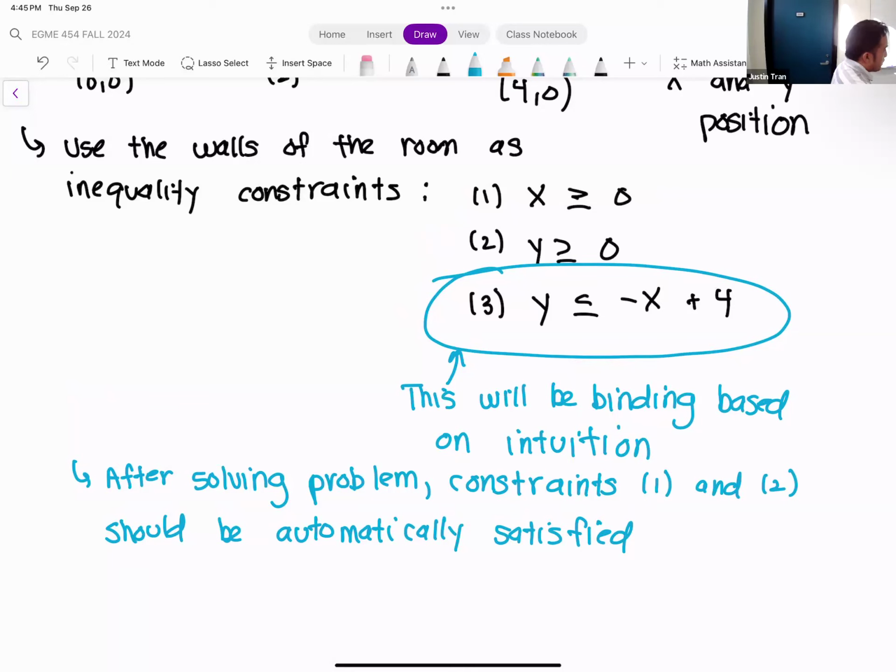So that's the idea with the Kuhn-Tucker conditions. For the Kuhn-Tucker conditions, we're going to look at a problem, we're going to assume some of the constraints are binding, okay? We're going to solve our problem, and then we're going to hope that all your other constraints are going to be satisfied. Okay. All right, any questions on this example here?